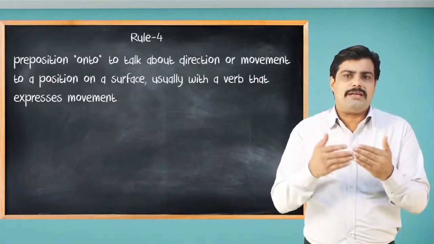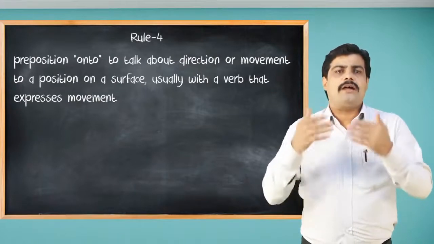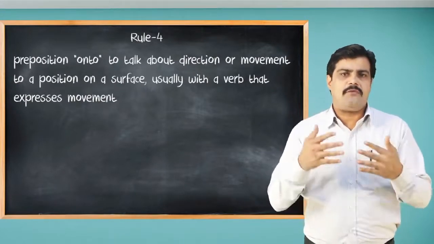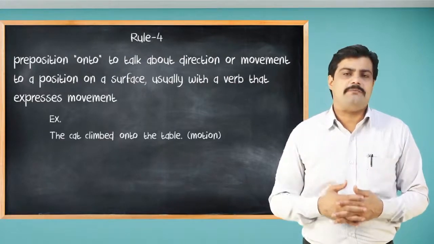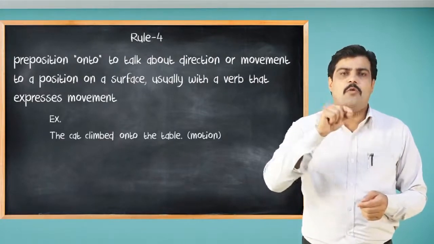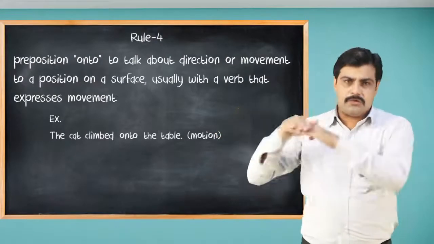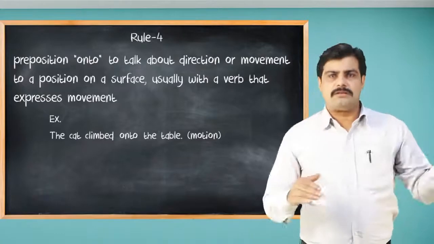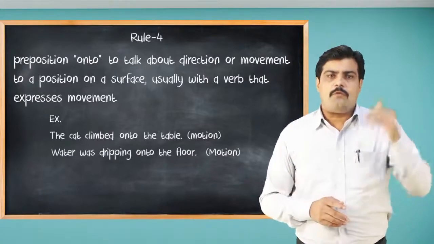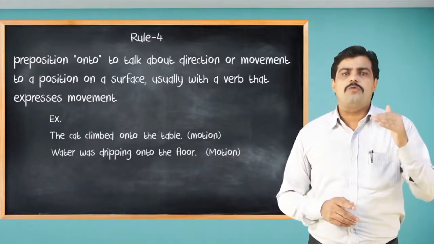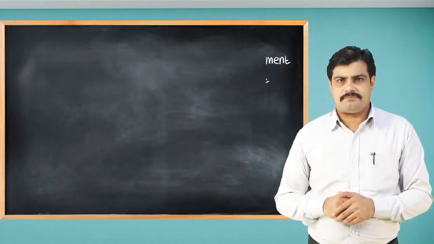to talk about direction or movement to a position on a surface, usually with a verb that expresses movement. For example, the cat climbed onto the table. Now it is a motion. The cat is on the table and there is a movement. So we will use "onto". Water was dripping onto the floor. So here is also a motion.